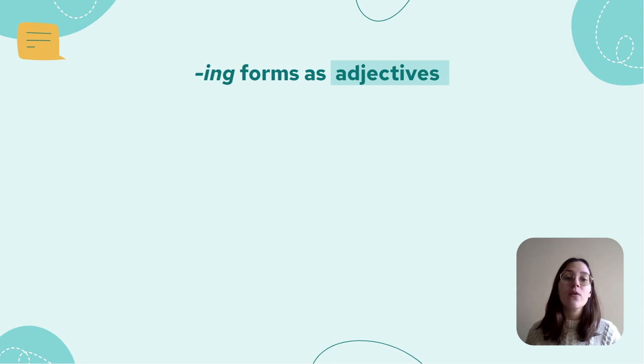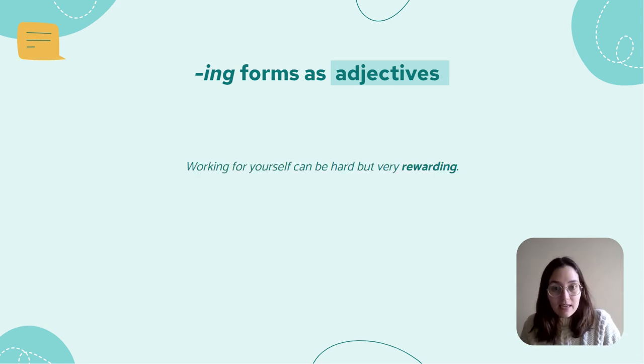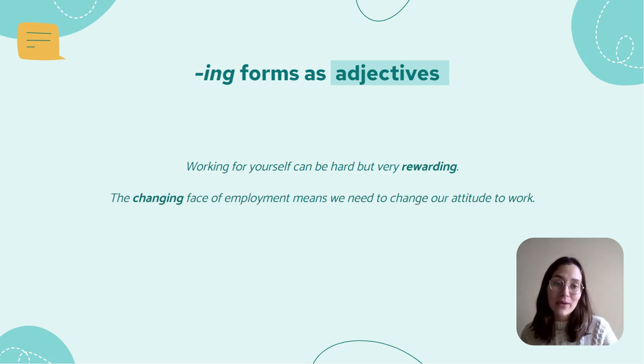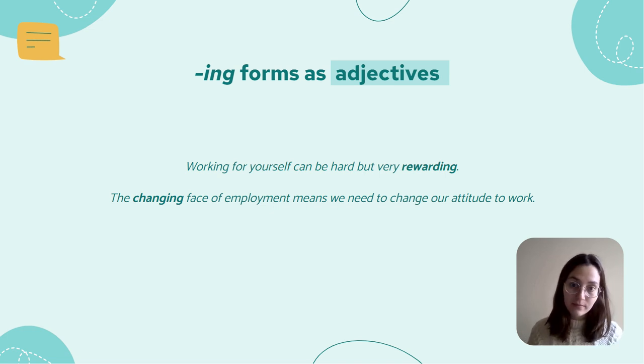Ing forms, of course, can work as adjectives as well, and I'm sure you're pretty familiar with these. As in, working for yourself, another case, can be hard, but very rewarding. Here we find, let's say, the adjective form, what we call present participial phrases or cases. The changing phase of employment means we need to change our attitude to work. Again, changing phase. I am using it as an adjective. I am using it to modify the noun phase.